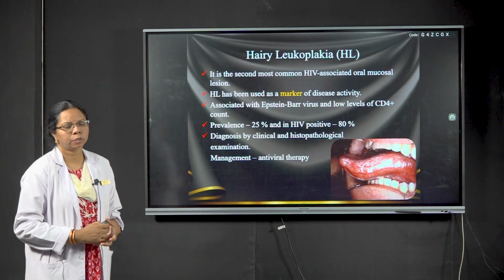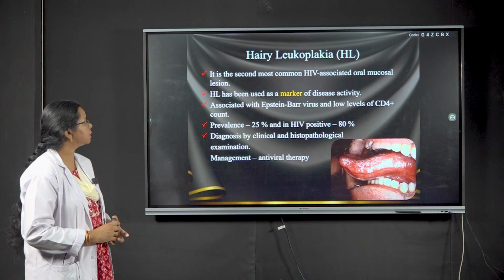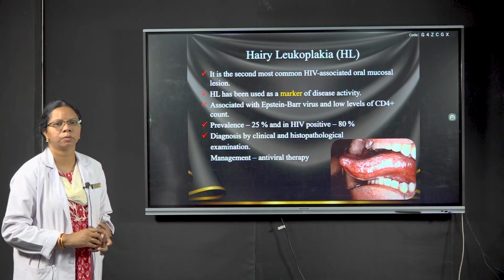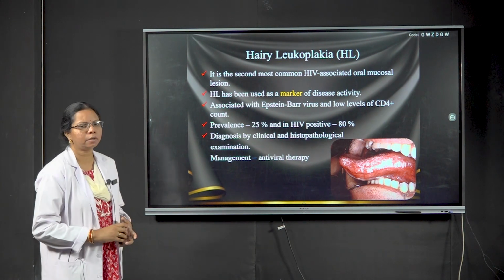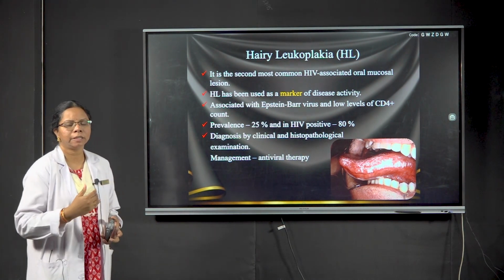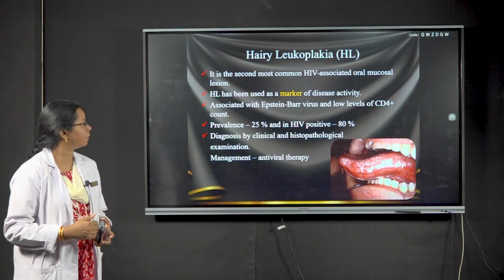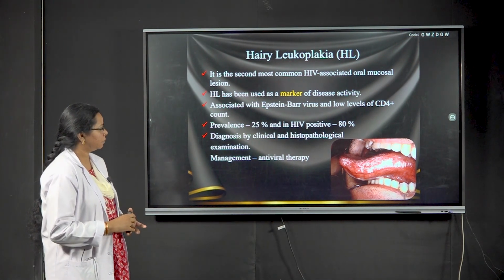The next infectious white lesion is hairy leukoplakia. This is the second most common HIV associated lesion. Hairy leukoplakia has been used as a marker of disease progression whenever there is a decrease in the CD4 count. You can see hairy leukoplakia.